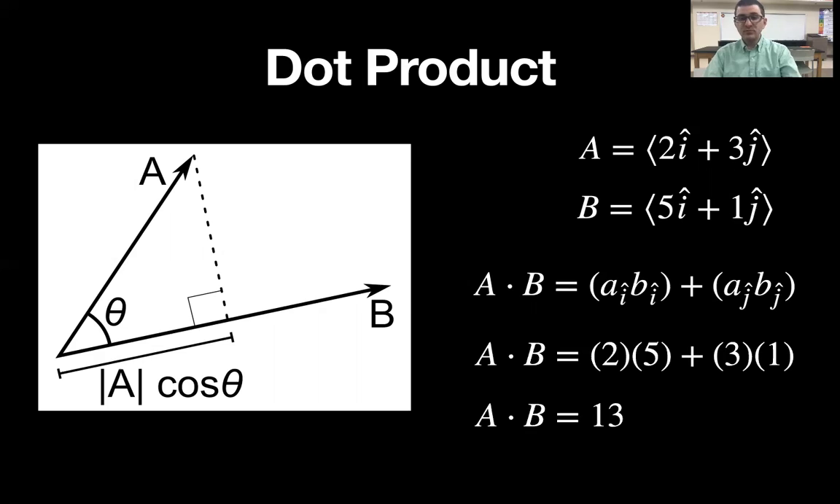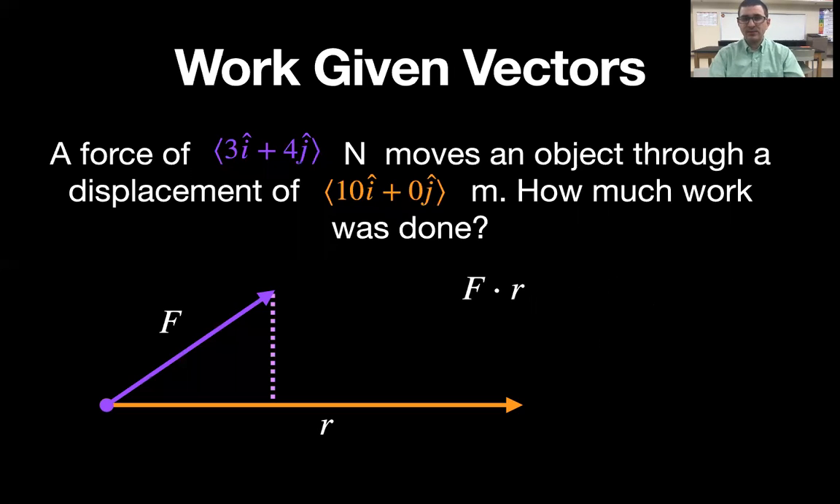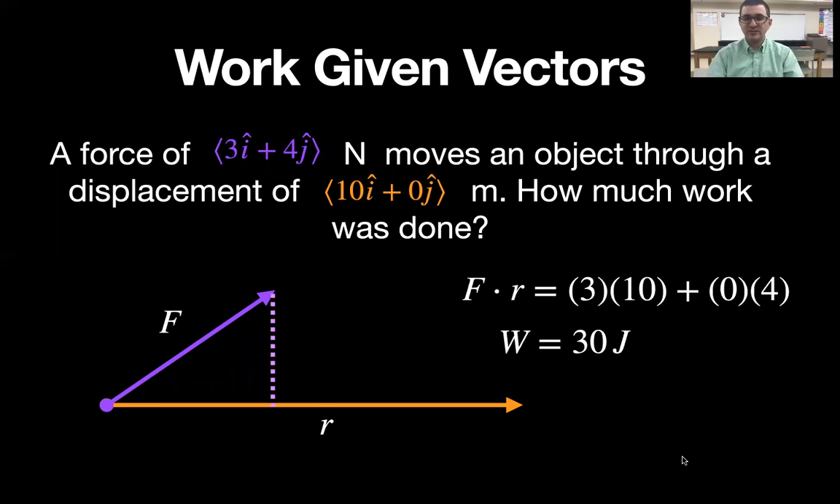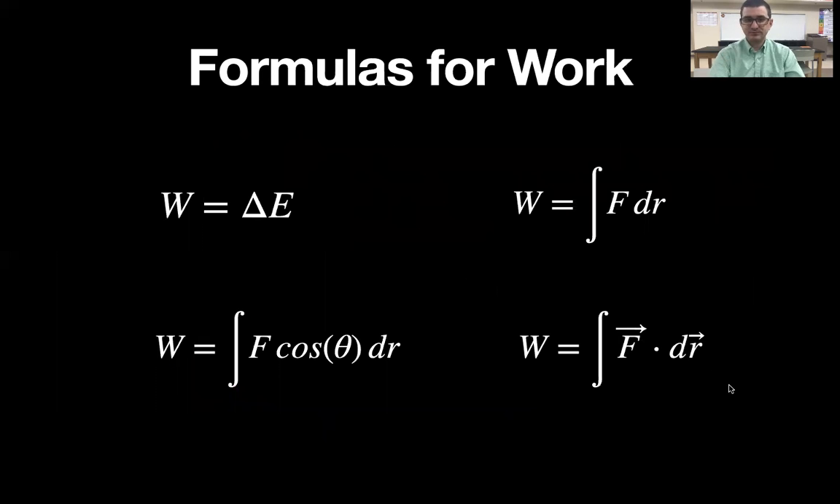So let's see what this looks like in our work situation. We're going to do the horizontal components and the vertical components scalar multiplied, or dot product, together. There's going to be 3 times 10 plus 0 times 4, which is 30 joules. So this actually is the same as what we had predicted it to be, because it's really only looking at the horizontal component multiplied through that horizontal displacement. So this is going to be an easier way to find work if you're given the vectors of the force and the displacement vectors.